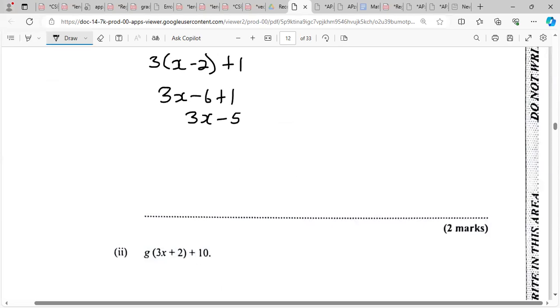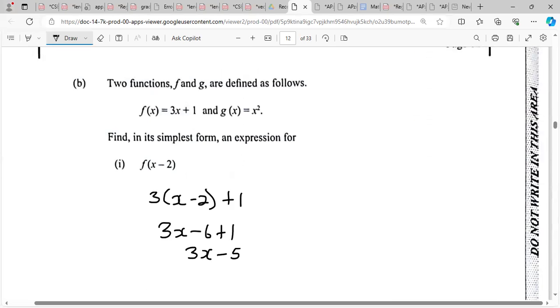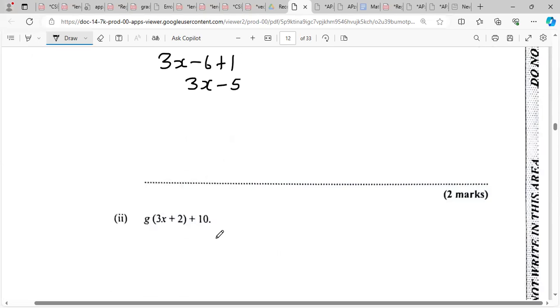It says g of 3x plus 2, plus 10. So anywhere we see x, we're going to plug in 3x plus 2. What does g say again? g says x squared. So we're just going to square this. So g of x is equal to x squared, and of course we're going to plug 3x plus 2 in for x. And then now we add 10.